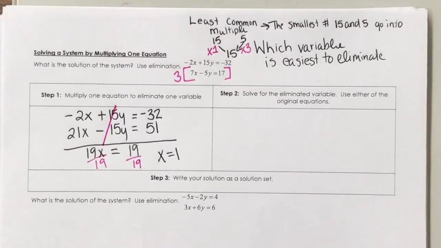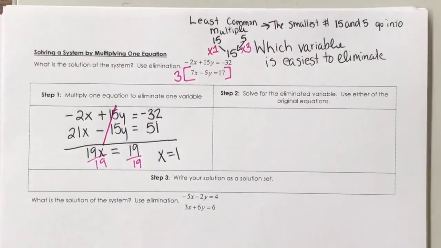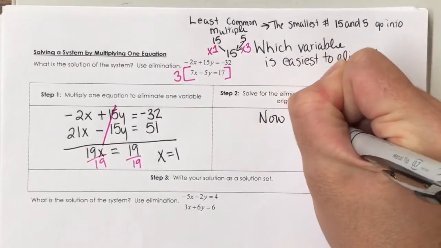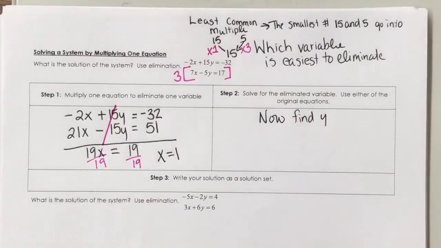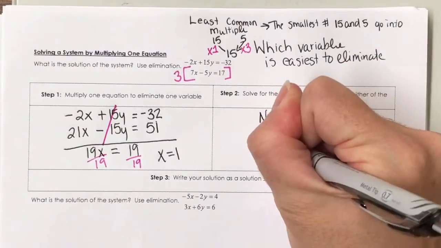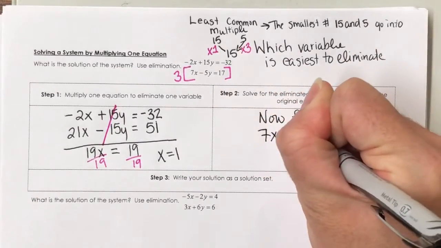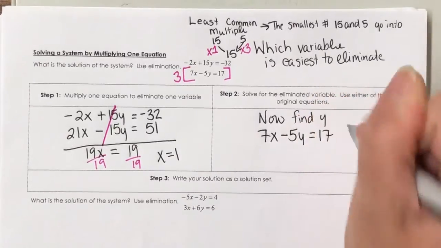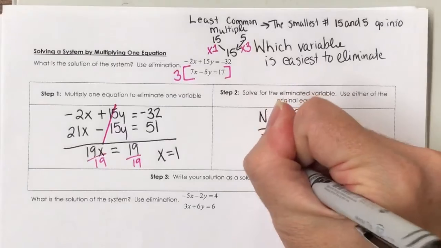So now we know what x is. Now we're going to use the variable we know to find the other variable, y. So we're going to sub back in. Now find y. I'm going to sub my 1 into one of the equations. It doesn't matter which one I choose, top one or the bottom one. So let's use the second one: 7x minus 5y is equal to 17. I'm going to sub in the 1 for the x.